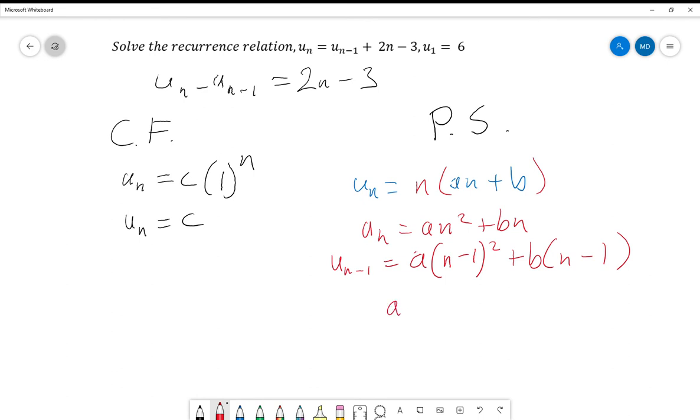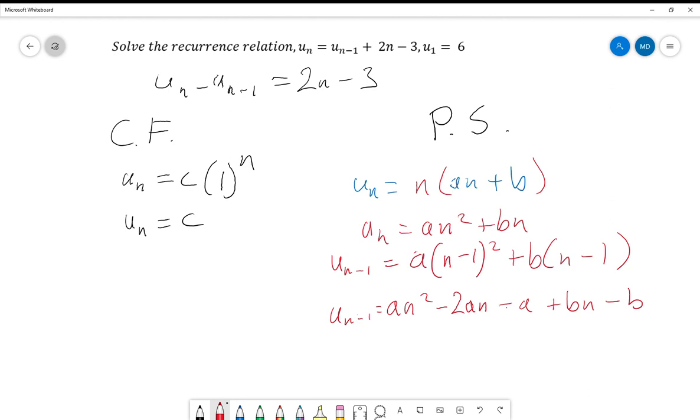We're going to end up with an squared minus 2an plus a, because 1 squared is just 1. And expanding this, we're going to end up with plus bn minus b. So our u_{n-1} is equal to an squared minus 2an plus a plus bn minus b.